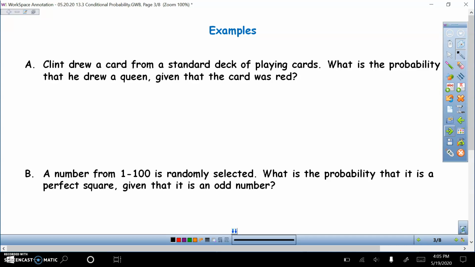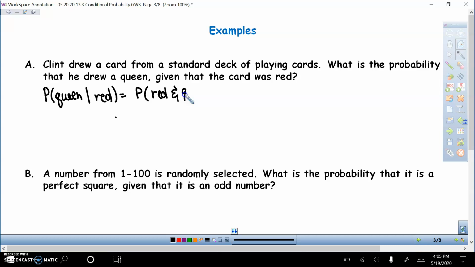We have Clint. Clint drew a card from a standard deck of playing cards, so 52 cards. What is the probability that he drew a queen given that the card was red? So the probability that he drew a queen given that it was red. So we're going to have the probability that it was red and a queen, divided by the probability that it was red.